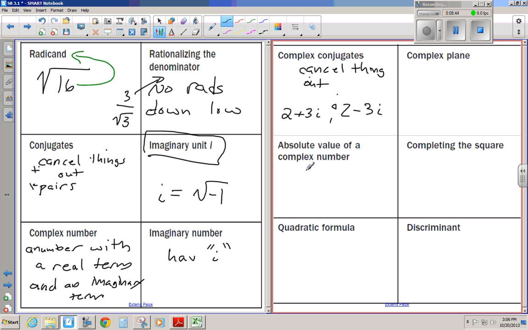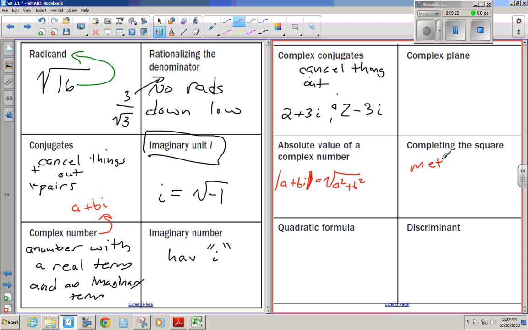Absolute value of a complex number. Let me add over here on a complex number that it's usually a plus bi. So the absolute value of a plus bi is equal to the square root of a squared minus b squared. So you need to make this a squared plus b squared.